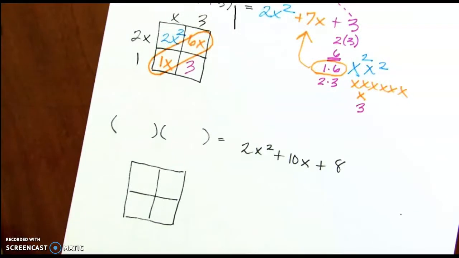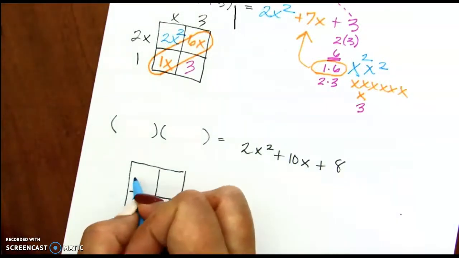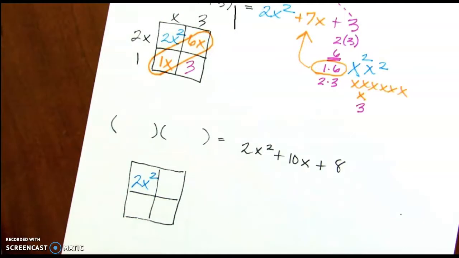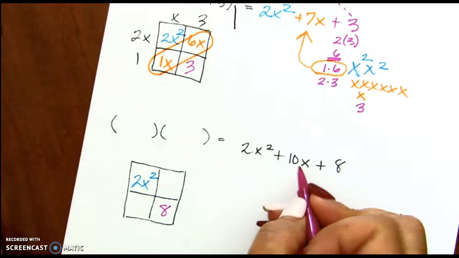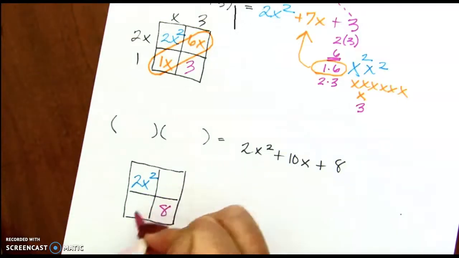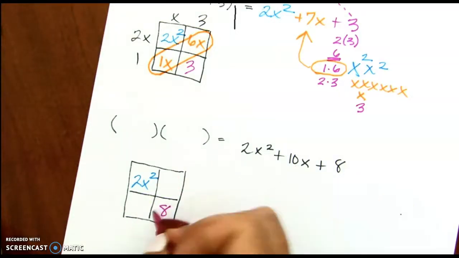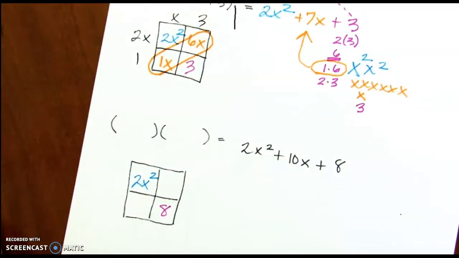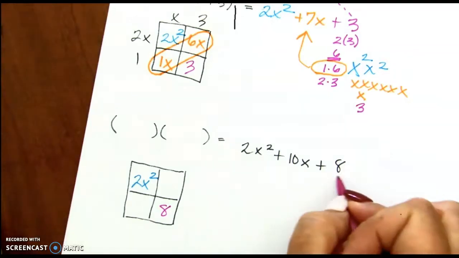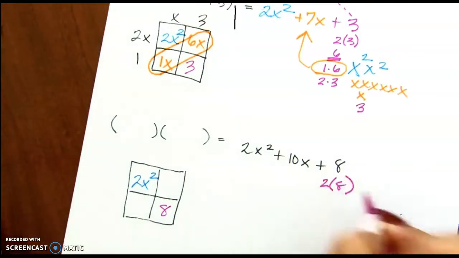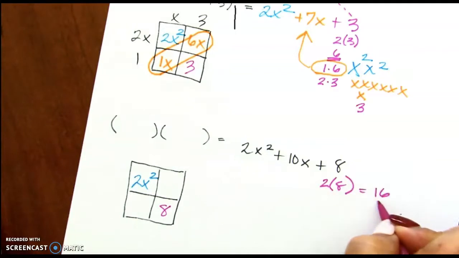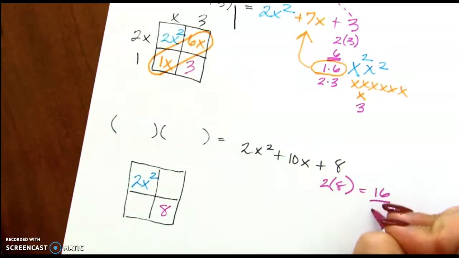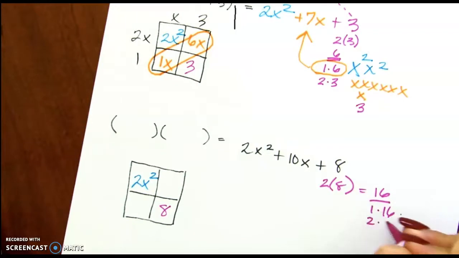So I have 2x squared. I have 8 ones. And now I've got to figure out what I'm gonna combine to make 10x. But then when I multiply, it's gonna be double 8. So it'll be 16. So if I double my 8, I get 16. The factors of 16 are 1 and 16, 2 and 8, 4 and 4.